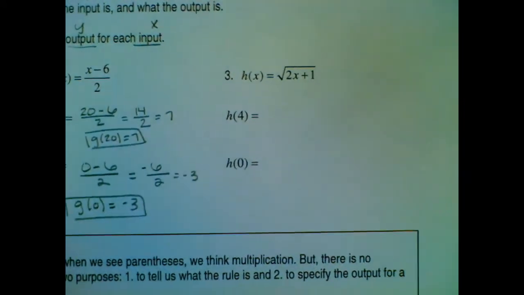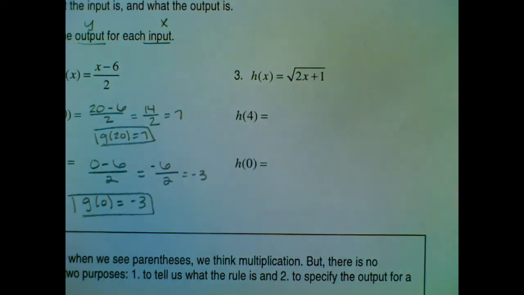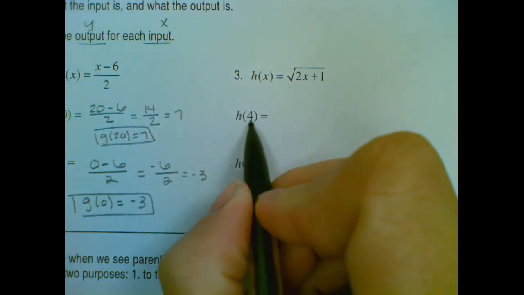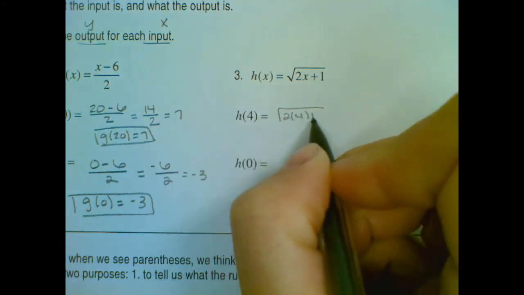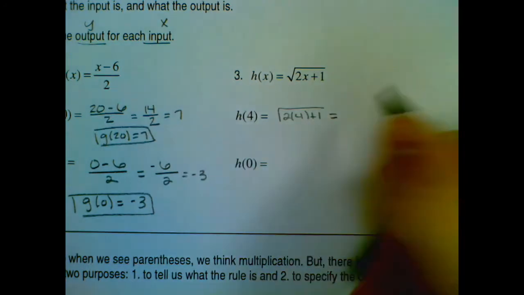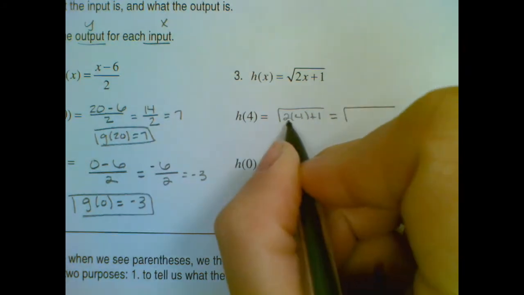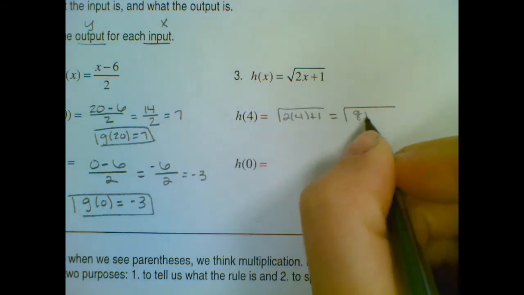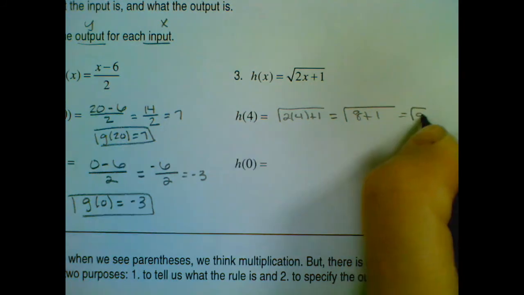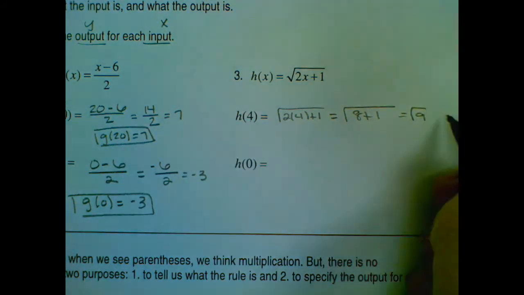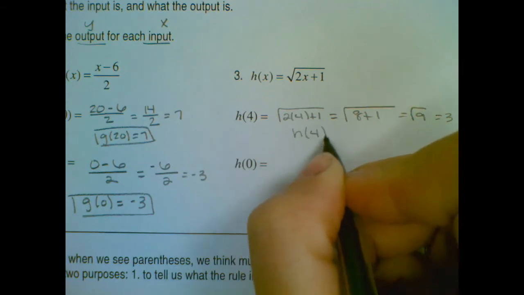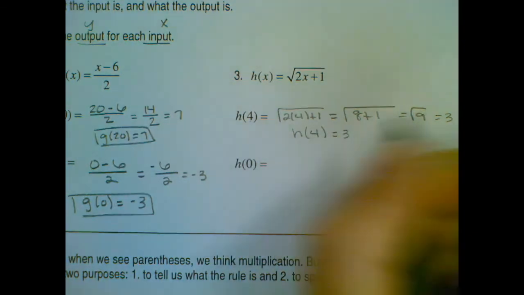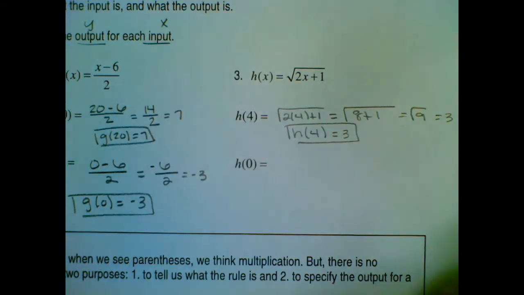Okay, and number 3, we have a square root here, but the same idea. In this case, 4 is our input. So we plug 4 in for x. And we simplify the inside. 2 times 4 is 8, plus 1 is 9. So the square root of 9 is 3. So for our input of 4, we got an output of 3.